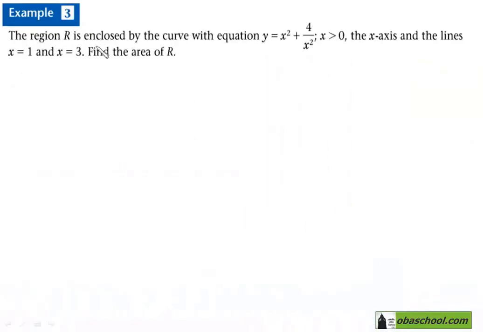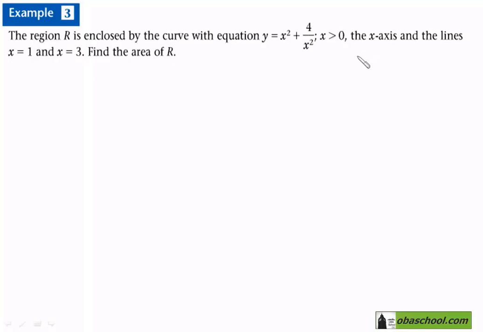Given that the region R is enclosed by the curve with the equation y equals (x squared plus 4) over x squared, where x is greater than 0, the x-axis and the lines x equals 1 and x equals 3. So we have the curve, the x-axis, and the lines x equals 1 and x equals 3. Find the area of R. This example is different than the one we solved previously. Here, we know the limits of x, so no need to do a sketch.